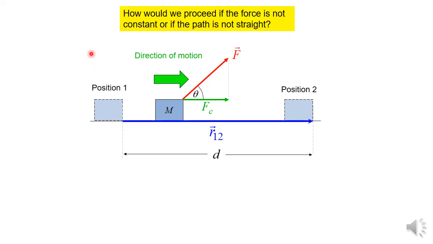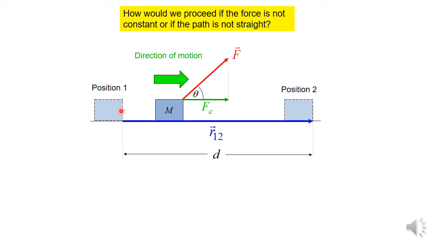So the question we could ask then, what if the force was not constant? What if the magnitude and direction of the force was changing during the motion for a straight line path? Or even what if the path is not a straight line? What if it's a curved path? So how would you define the work in that case? How would you get the work?